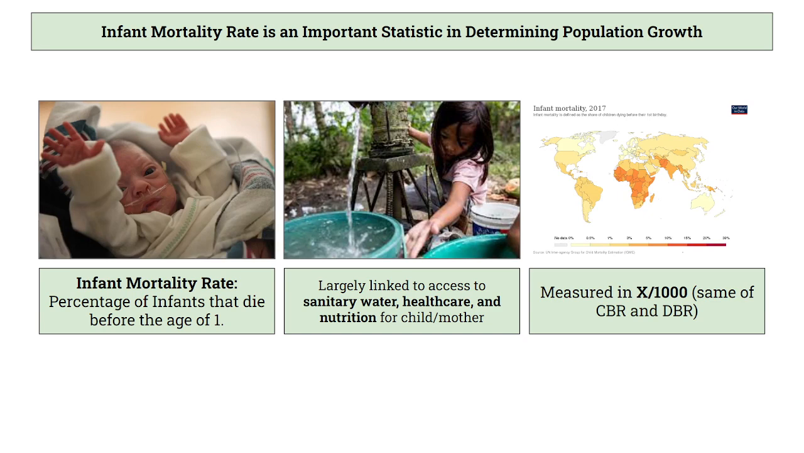The next important one that we need to talk about is infant mortality rate. Infant mortality rate is going to have a big determining factor on how fast your population grows.